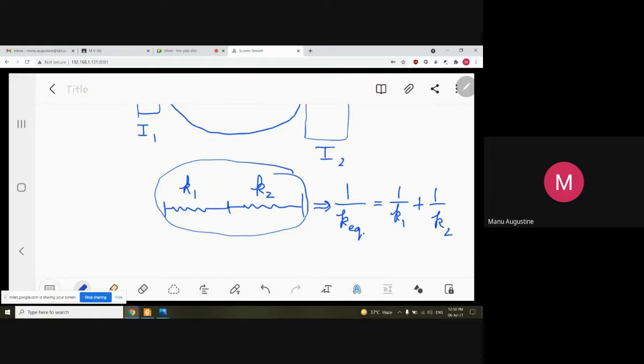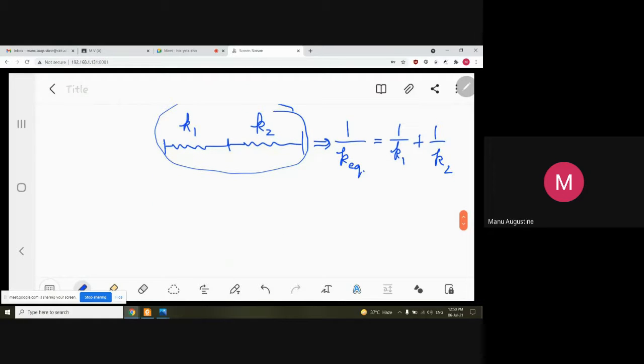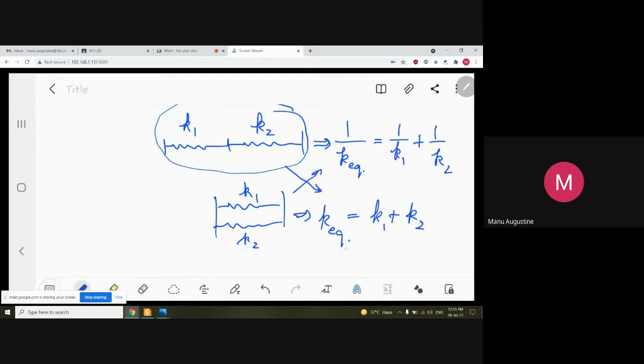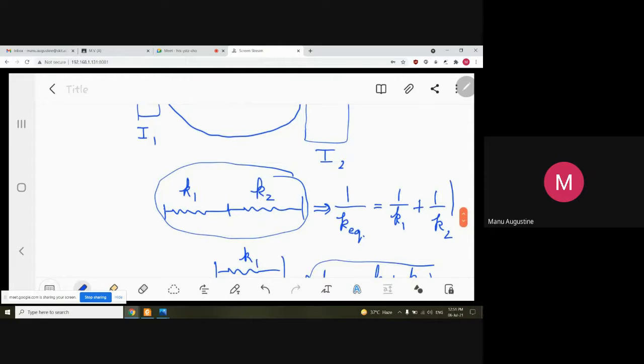Now, just for the record, so that you remember in other cases, if the springs had been in parallel, then the formula for K equivalent would have been simply K1 plus K2. Many students confuse these formulae. For parallel, they apply this formula. For series, they apply this formula. So you should keep it in mind. It is for parallel springs that the conversion equation is K1 plus K2. For series, you have an equation like this, right?